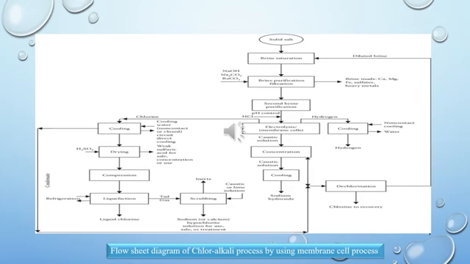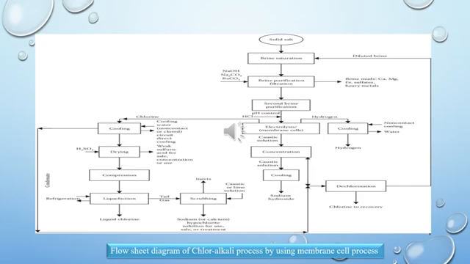We have seen different cell processes. In the diaphragm cell, the diaphragm will permit the charges but not permit the products. Similarly, in the membrane cell process, there is a membrane which only allows the sodium ion to pass through it toward the cathode chamber, but does not allow the hydroxyl ion or chloride ion to pass through it.